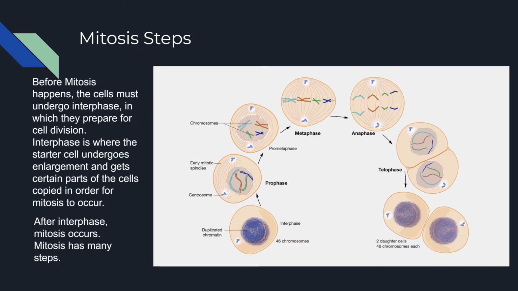Mitosis steps. Before mitosis begins, the cell must undergo interphase, in which they prepare for cell division. Interphase is where the starter cell undergoes enlargement and gets certain parts of the cells copied in order for mitosis to occur.